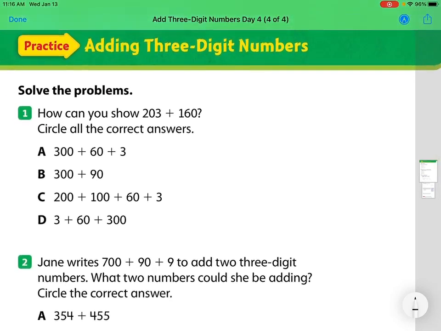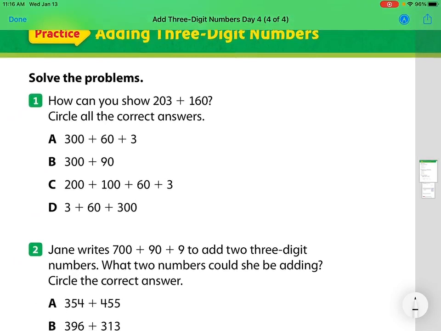Let's take a look at our first problem. It says, how can you show 203 plus 160? Circle all the correct answers. Remember, when it says that, it tells us that we have more than one correct answer. Now, before you just jump ahead and try to answer this question, let's set this up in our expanded form like we've been doing all week long, and that will help you to come up with the correct answers.